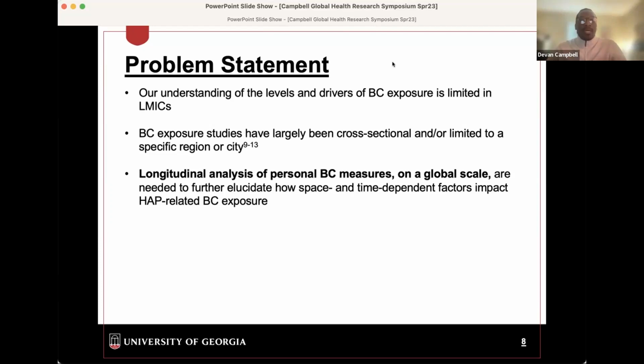And Black carbon exposure studies to date have largely been cross-sectional and limited in their geographic scope. So therein lies a need for more longitudinal analyses of personal Black carbon measures on a global scale to further elucidate how space and time-dependent factors can potentially impact HAP-related Black carbon exposures.